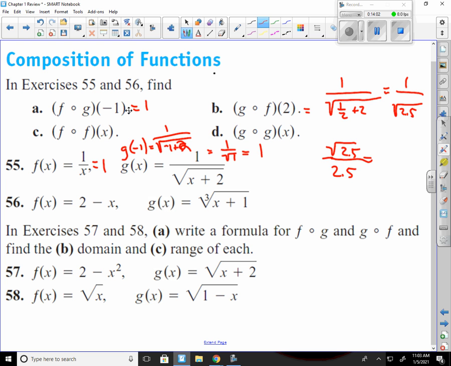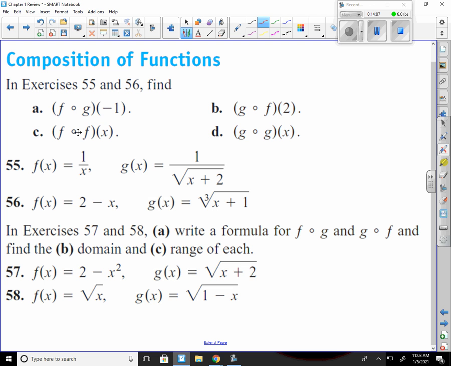Part C is f of f of x, which means I'm just going to take this f of x and plug it back in everywhere I see an x. So if it's 1 over x, I'm plugging 1 over x in everywhere I see an x in here. So this is 1 over 1 over x. Because of that, I can treat this one up top like a 1 over 1, and then multiplied by the reciprocal of the denominator, which gives me x.